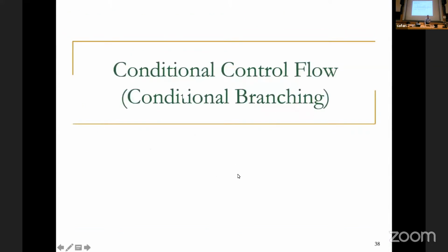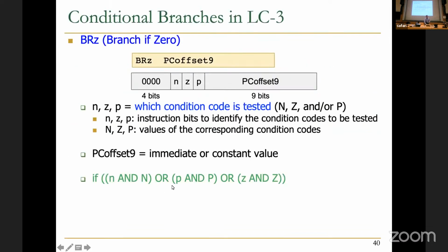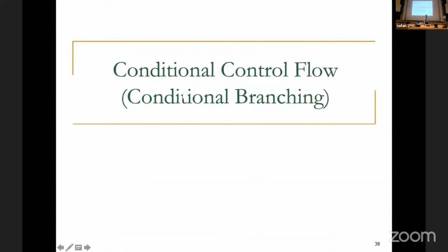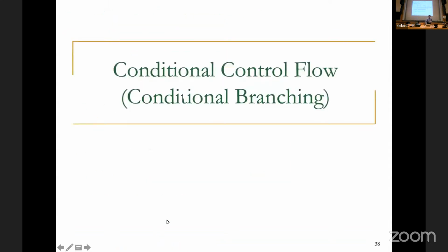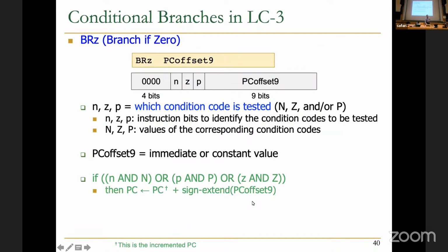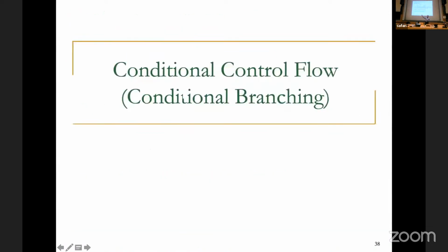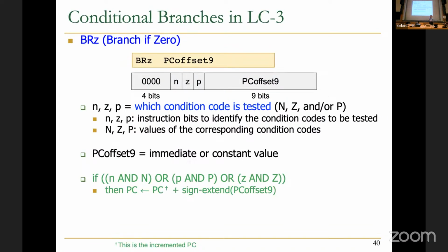PC offset is the immediate value, 9 bits, as we have seen. So this is the semantic specification of the instruction. Basically, this Boolean equation says that if we are testing the N condition code and the N condition code is set, or we are testing the P condition code and the P condition code is set, or we're testing the Z condition code and Z condition code is set, then PC should be set to something other than PC plus 1, which is this one. PC should be set to PC plus sign extended 9-bit offset. So the address calculation, as you can see, is PC relative. The addressing mode is very similar to PC relative load instruction, but it's a conditional setting of the program counter.